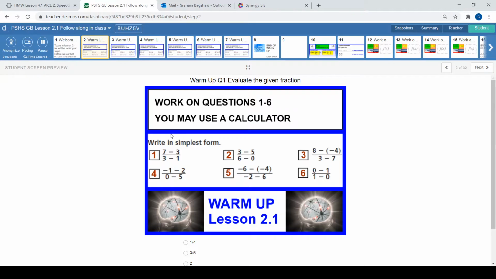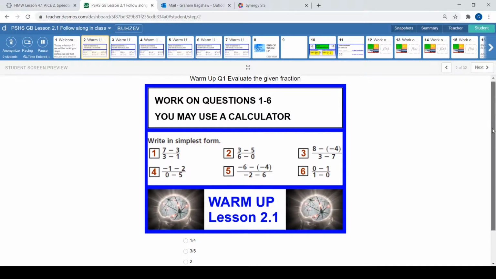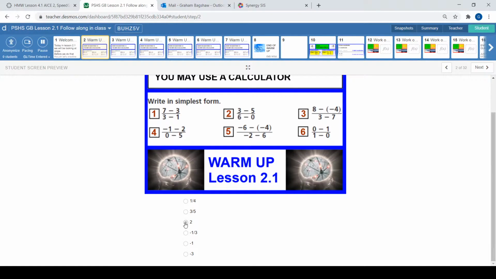So just to do number 1 with you, just to make sure you understand what's going to happen here. 7 minus 3 is 4. I would make a note of that. 3 minus 1 is 2. And then 4 divided by 2 is 2. So I would scroll down and then find the one that has the correct answer, and then I can just select that, and then I can move on to the next question.